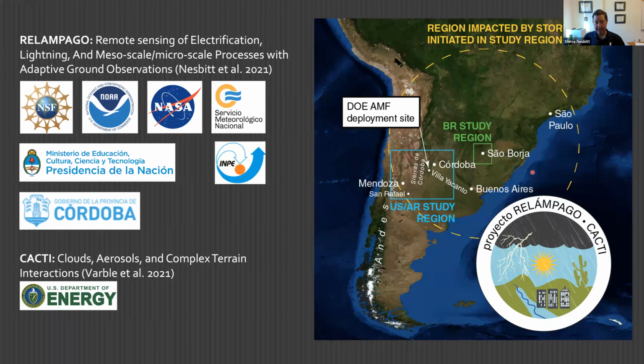And also CACTI was a sister campaign that was a longer campaign that looked at one particular site funded by the Department of Energy. And CACTI stands for Clouds, Aerosols, and Complex Terrain Interactions. And our region of interest was in this blue box. And we had a complement of fixed and mobile observations that I'll show you that helped us not only look at cases here near the Sierras de Cordoba, but we also drove over to near San Rafael, right next to the Andes, to actually look at hailstorms that impact some of the wineries in that particular region.